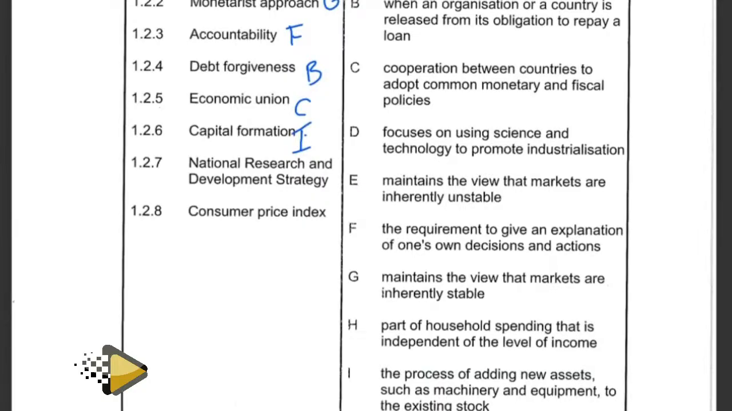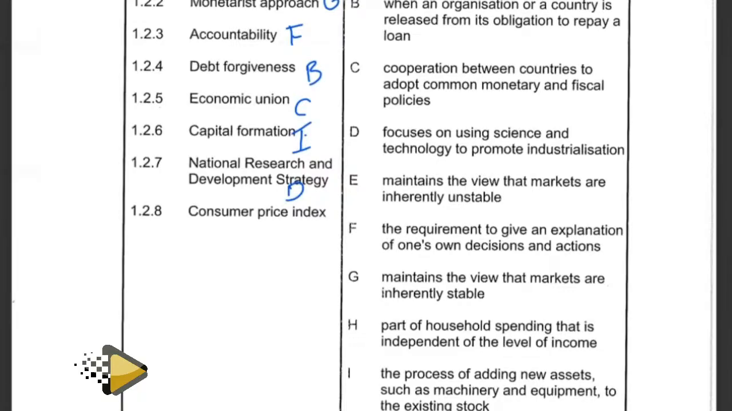Next question, we have 1.2.7 that reads as follows: national research and development strategy. So now if you check the list of options given, the appropriate answer in this regard is going to be D, because the national research and development strategy focuses on using science and technology so as to promote industrialization in South Africa. Okay, right. So our appropriate answer in this regard is going to be D.